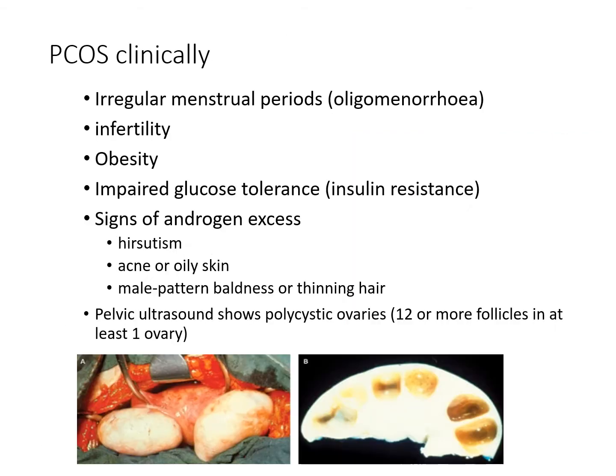Clinically, this will manifest as irregular menstrual periods, infertility because of the anovulation, obesity, impaired glucose tolerance or insulin resistance, and signs of hyperandrogen such as hirsutism, acne, or male pattern baldness. The pelvic ultrasound will show polycystic ovaries with more than 12 follicles in at least one ovary.